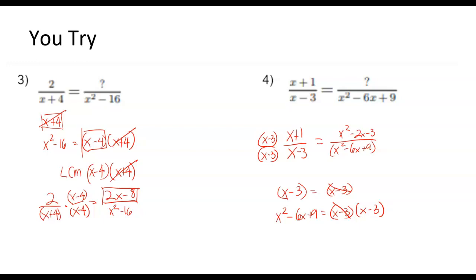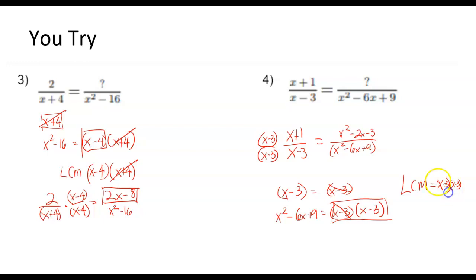For number 4, I have x plus 1 over x minus 3. X minus 3 is the denominator, so that's what I'm going to factor into prime factors. It's already a prime factor. And I'm looking to move it to x squared minus 6x plus 9. I'm looking to add or multiply something to it to make it that. So after breaking down x squared minus 6x plus 9 into its prime factors, I can see that I have an x minus 3 and an x minus 3. So the least common multiple here, the LCM, is x minus 3 times x minus 3.